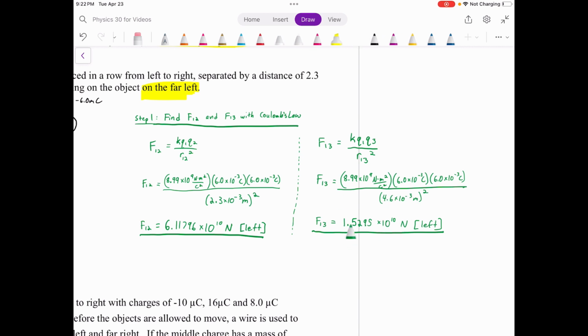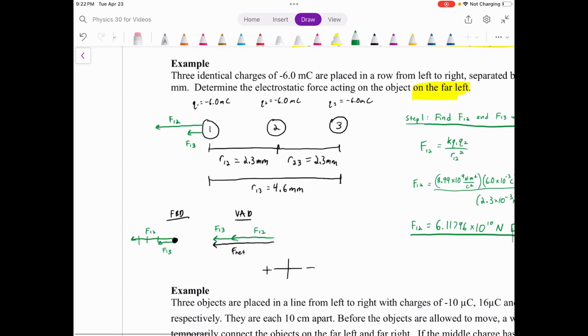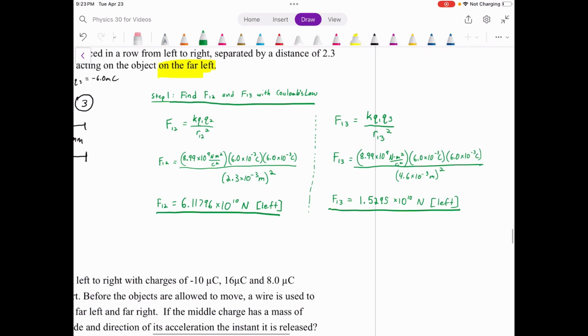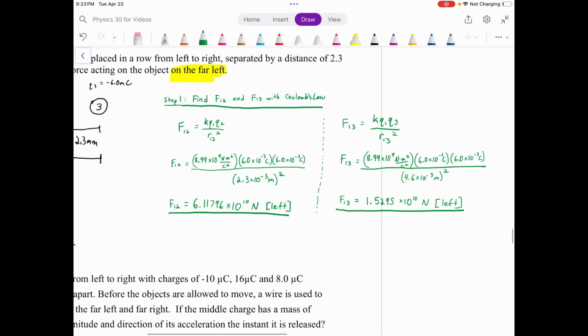And look, this is a good sign because remember what we predicted. We said since object 3 is about twice as far from object 1 as object 2 is, right? Well, the force from object 3 on object 1 then should be about 1/4 as large because of the inverse square law, right? And sure enough, 1.5 is about 1/4 of 6. So yeah, we got about 1/4 of the result. Okay, that's a good feeling. That checks out with what we predicted.